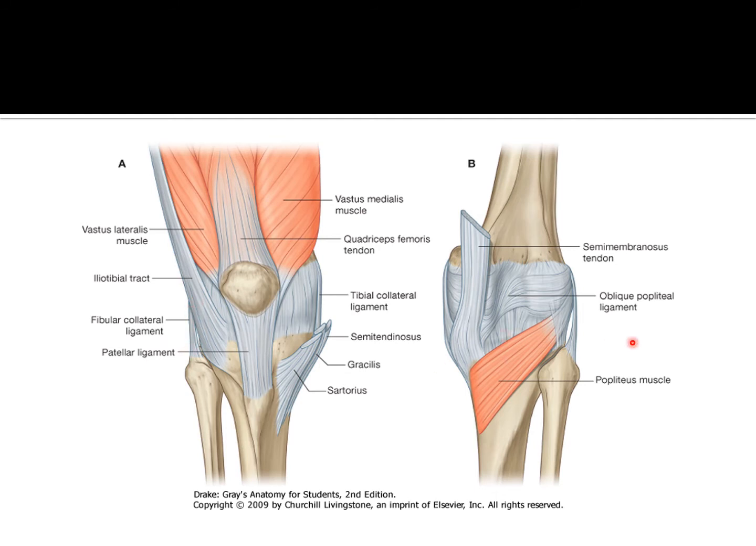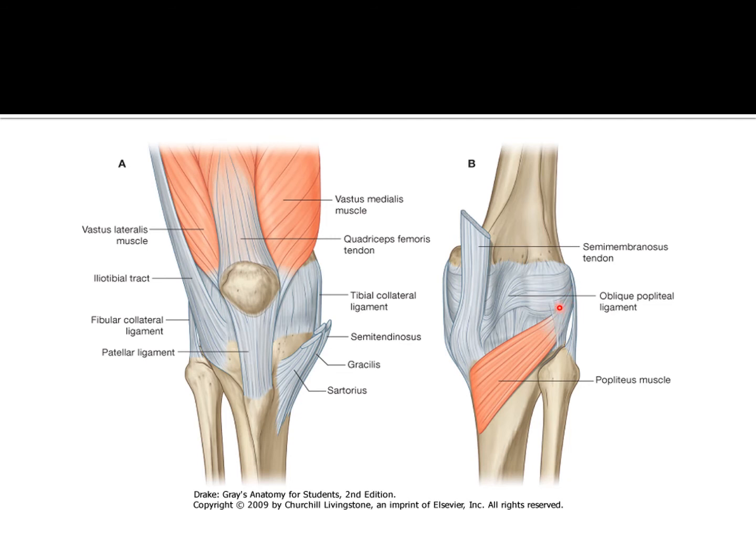One thing which I want you to observe: here you can see this is the fibular collateral ligament. There is a structure which passes between the fibular collateral ligament and the structures which are inside the knee joint. You can see the tendon of popliteus. It is present between the fibular collateral ligament and the synovial membrane.